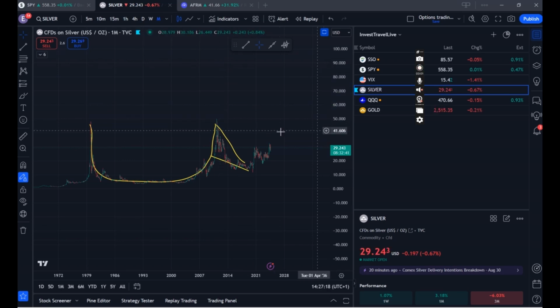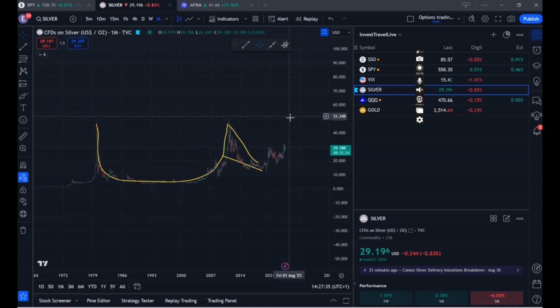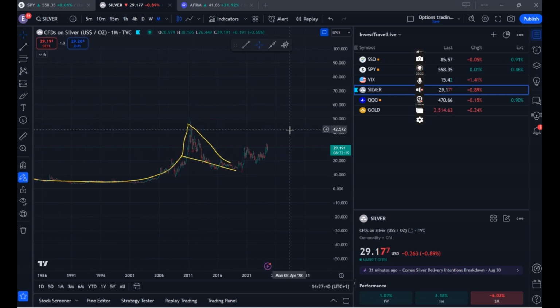However, the gold to silver ratio is favorable towards silver, because silver is still quite low compared to what the gold price is. So I think if gold goes a lot higher, silver will definitely catch up and should go at least to $50 in the next couple of years.